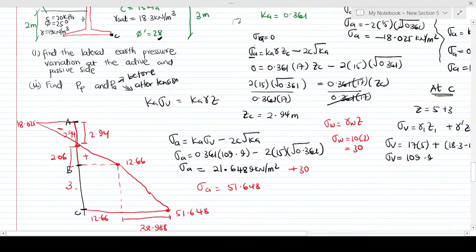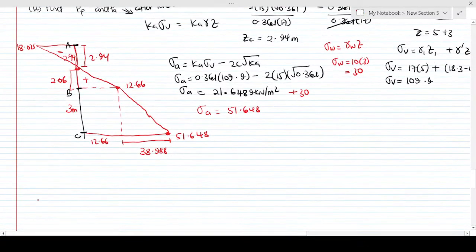So I need the forces before the tension crack and after the tension crack. Before the tension crack is the whole thing, the whole figure that you can see here. So you need the area. This is my A1, this is my A2, this is my A3, this was my A4, right? So first of all, I need A1.